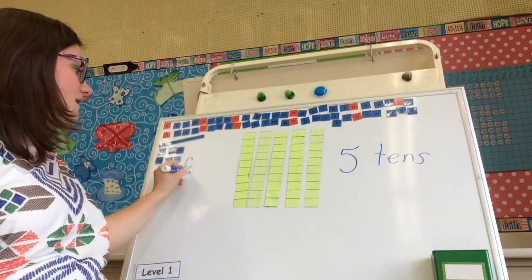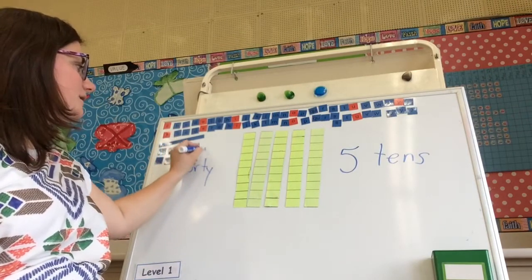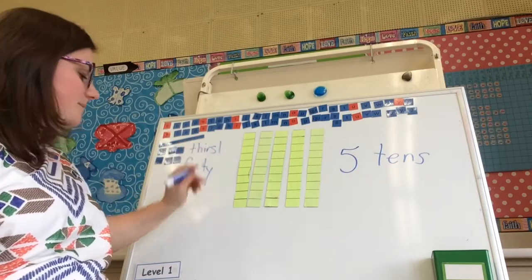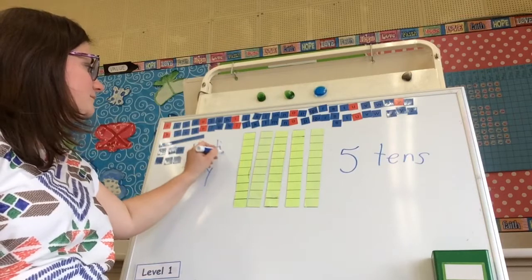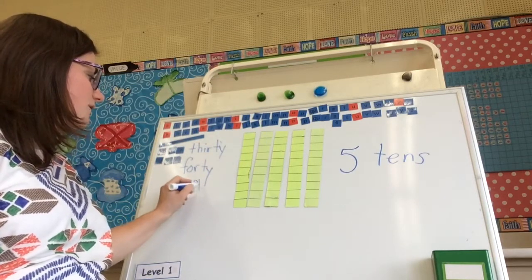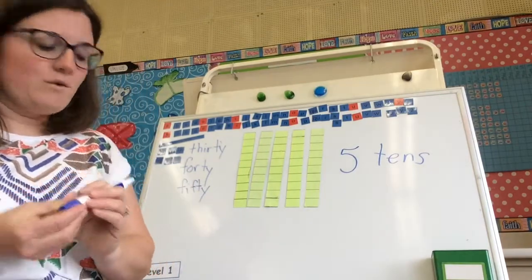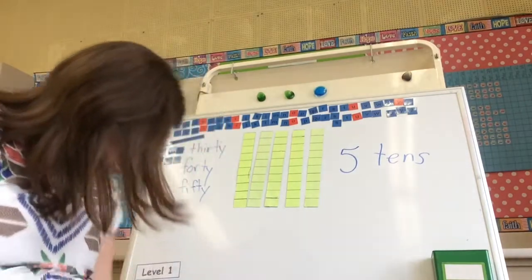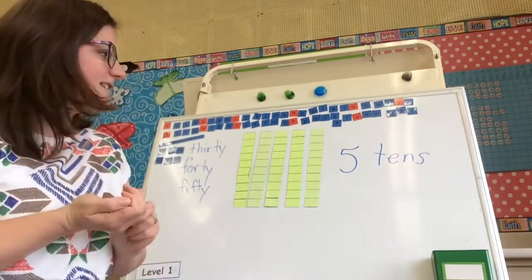So we learned up to the number 40. Well, actually, you know 30 too. So, whoops, I was going to write thirty. I must be thirsty. So we've got 30, 40, and today on our board we've got 50. Okay, 30, 40, we've got 50 on here. Okay, we've got 5 tens.